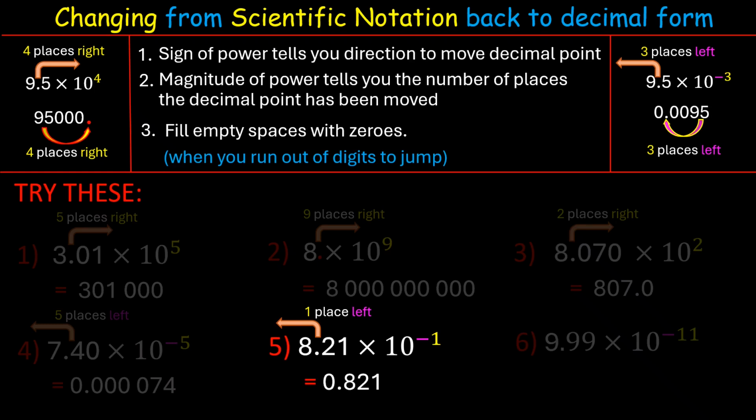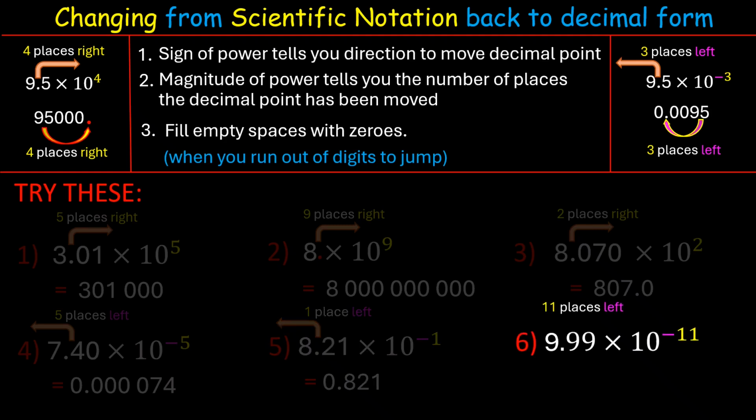In the last one, we write 11 zeros in front of the 9, 10 of which will be after the decimal point. This example illustrates why scientific notation is so useful. It's often so much shorter to write. Imagine if there were 20 or even 30 zeros after the decimal point.